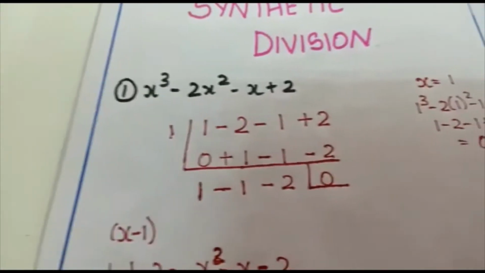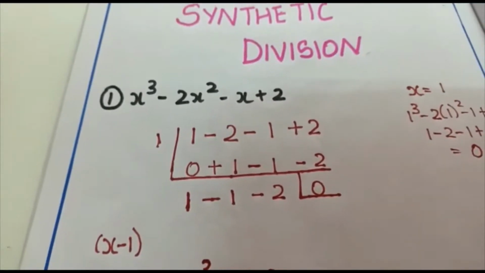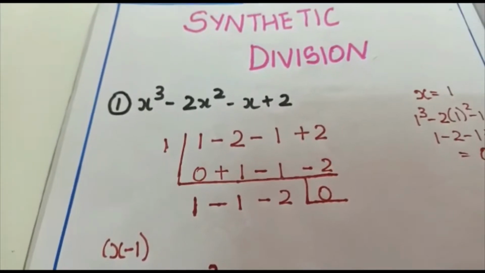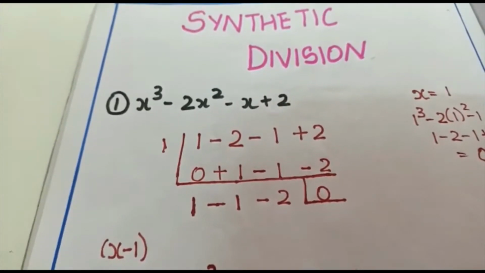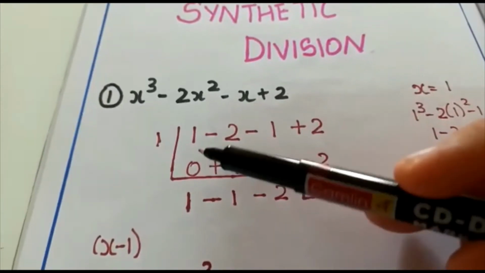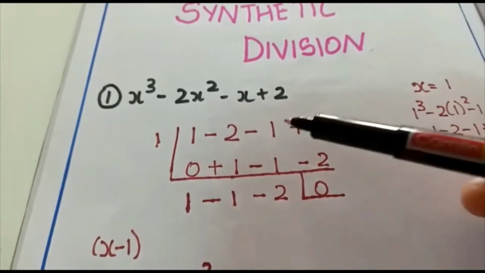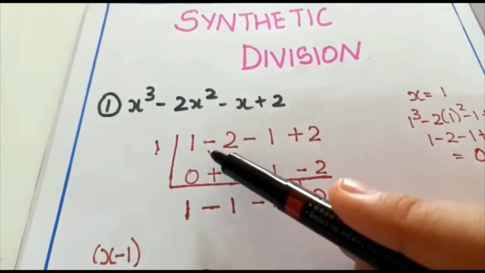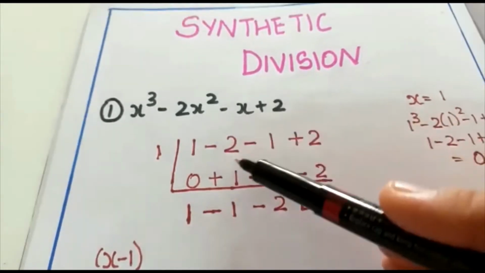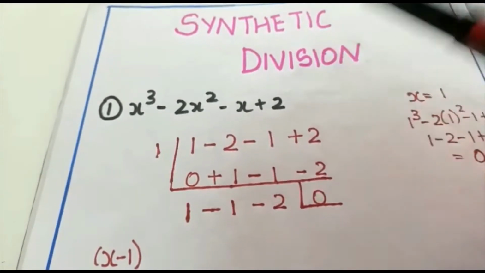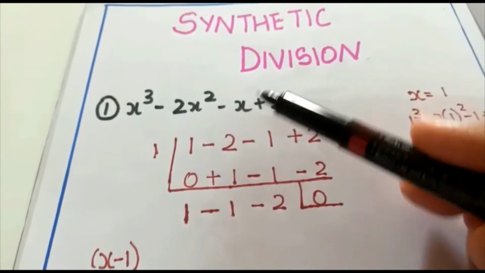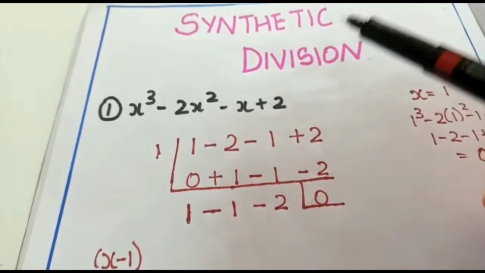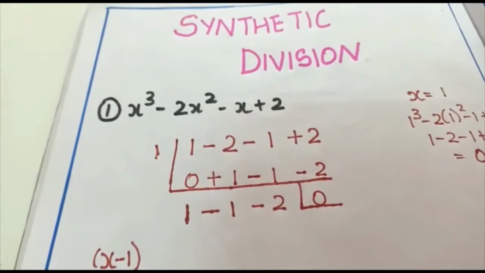Our first example is x cubed minus 2x squared minus x plus 2. So our first step in synthetic division is to write the coefficients of all the terms. The coefficient of x cubed is 1. The coefficient of minus 2x squared is minus 2. We must write coefficients with the sign. The coefficient of minus x is minus 1 and the coefficient of plus 2 is plus 2.